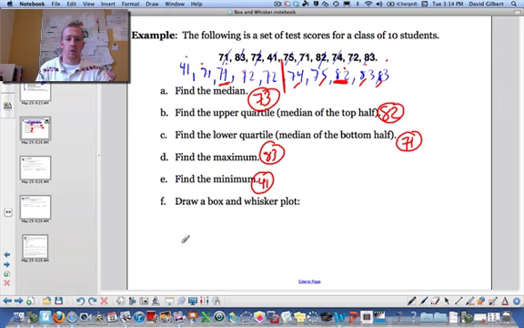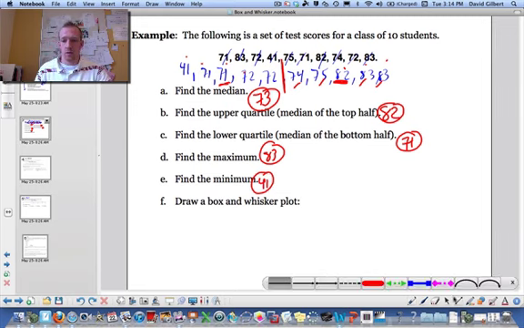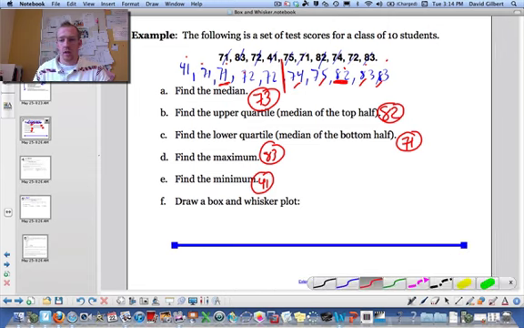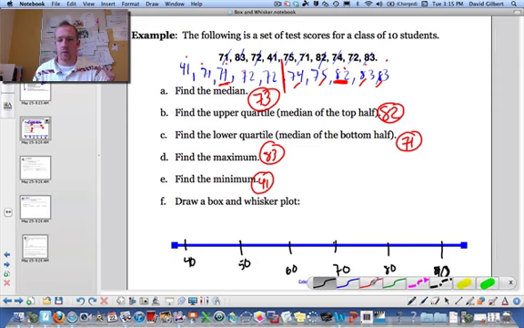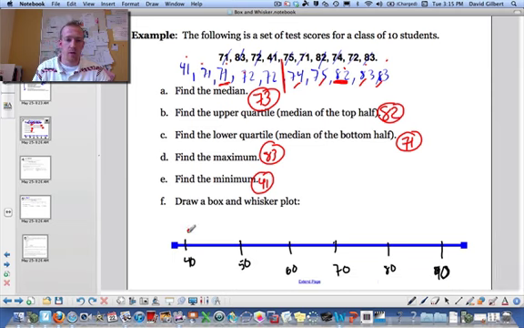Alright, draw a box and whisker plot. So we're going to want to give ourselves a line here. And I'm going to break it into 40, 50, 60, equal increments. I'm going to have to ballpark some of these. So our lowest number, our highest number. Lowest number is a 41, it's about there. Highest number is an 83, which is about here.